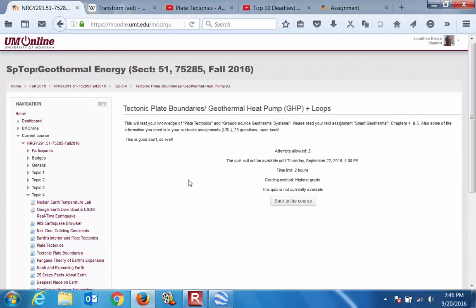But you have to do it within 2 hours, so roughly 1 hour per attempt. But I'm guessing that it'll take you about 20 minutes for the first attempt, and then you can come back, find your weak points, go into the central column, find the information, and get 100%.